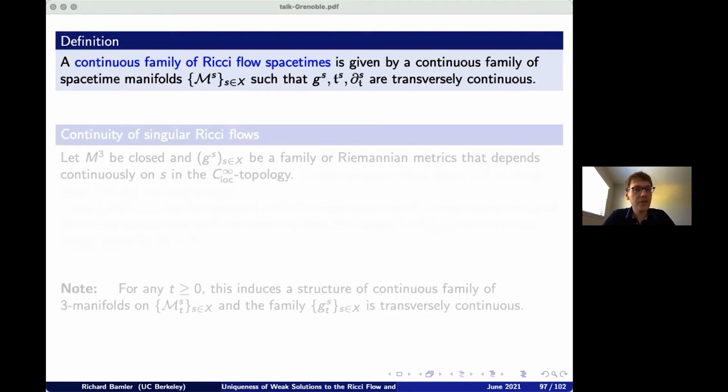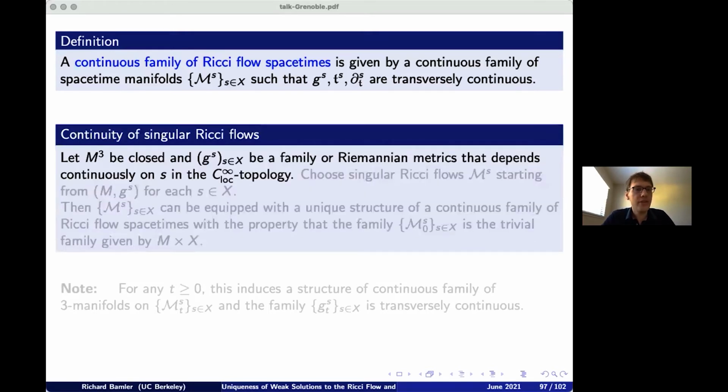And this now allows us to express continuity of singular Ricci flows. Okay? So let me now state the main theorem. So this theorem now says that, let's assume we are given some closed 3-manifold, and a continuous family of Riemannian metrics on it, parameterized by some topological space, that depends continuously in the smooth topology.